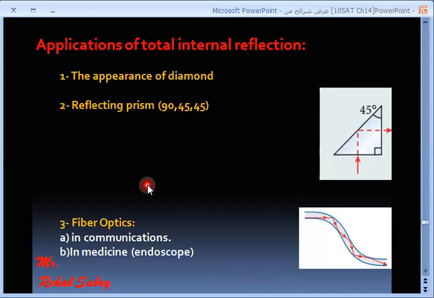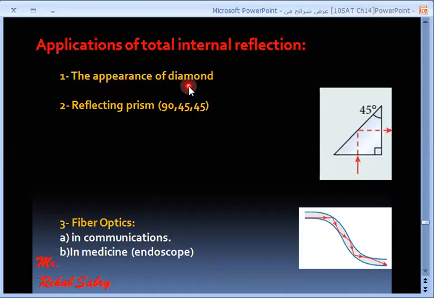Now, what are the applications of this phenomenon? In physics, we know that we don't study applications just for fun, okay? But we study the phenomena Allah Azza wa Jal put in the world to use them in applications. The applications of total internal reflection. Number one, the appearance of diamond.